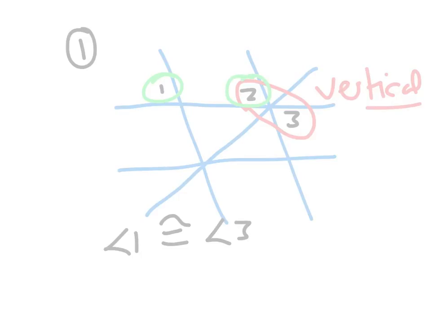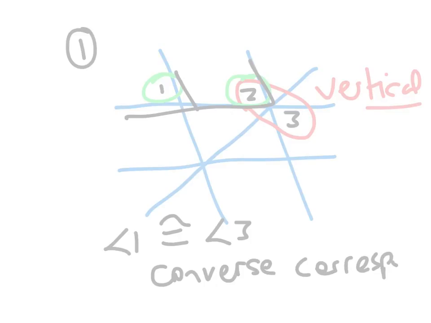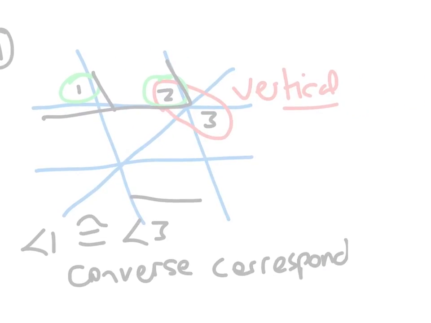Going back to 3.2, angle 1 and angle 2 are corresponding. Don't forget, I did say to look for types of letters. Here we've got a reversed F. So angle 1 and angle 2 are congruent purely and simply by corresponding, but you've got to say the converse of corresponding.